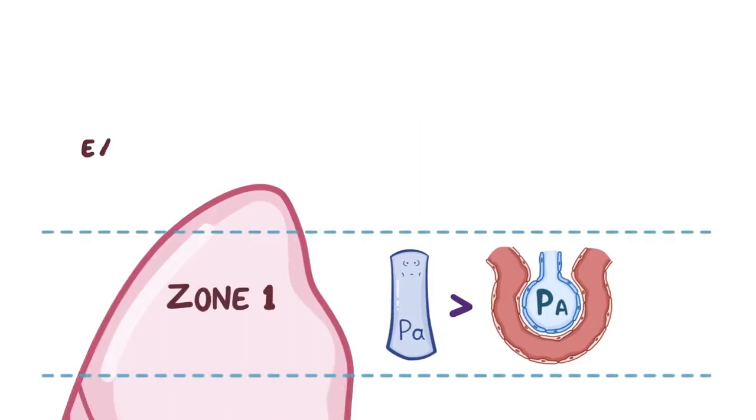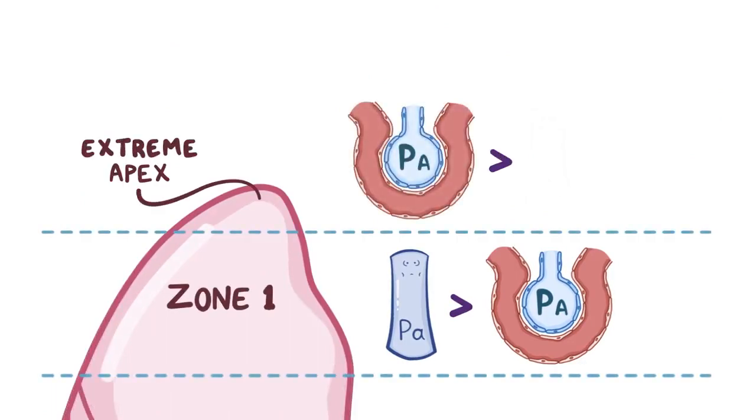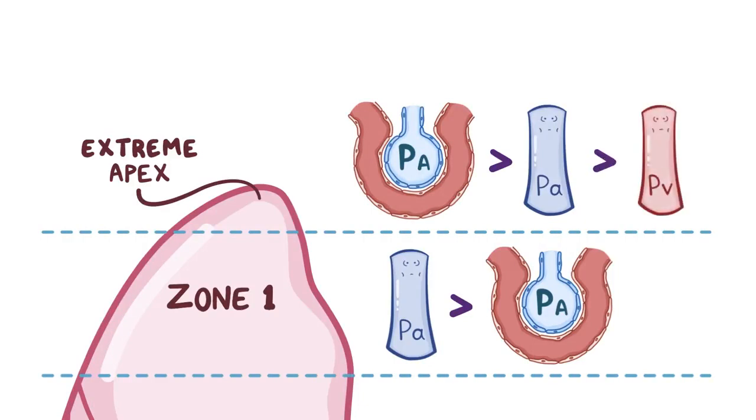In zone 1, at the extreme apex of the lungs, pressure in the alveoli is higher than pressure in the arterioles, which is still higher than pressure in the venules. In this zone, blood does not flow because the arterioles get crushed by the relatively higher pressures in the nearby alveoli. Now, normally, the structure of blood vessels and alveoli allow them to resist completely collapsing.